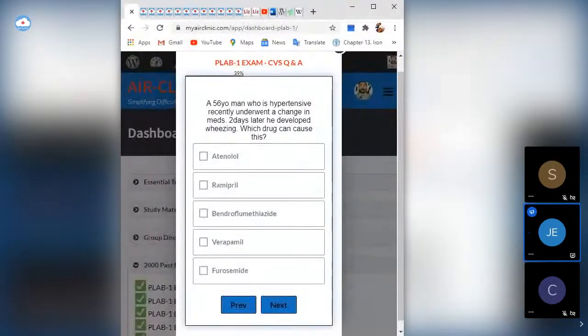Okay, we are back. A 50-year-old man who is hypertensive recently underwent a change in medication. Two days later, he developed wheezing. Which drug can cause this? So it means they changed his antihypertensive medications and he developed wheezing. We just mentioned it a few minutes ago. Which of the drugs can cause a person to develop wheezing?